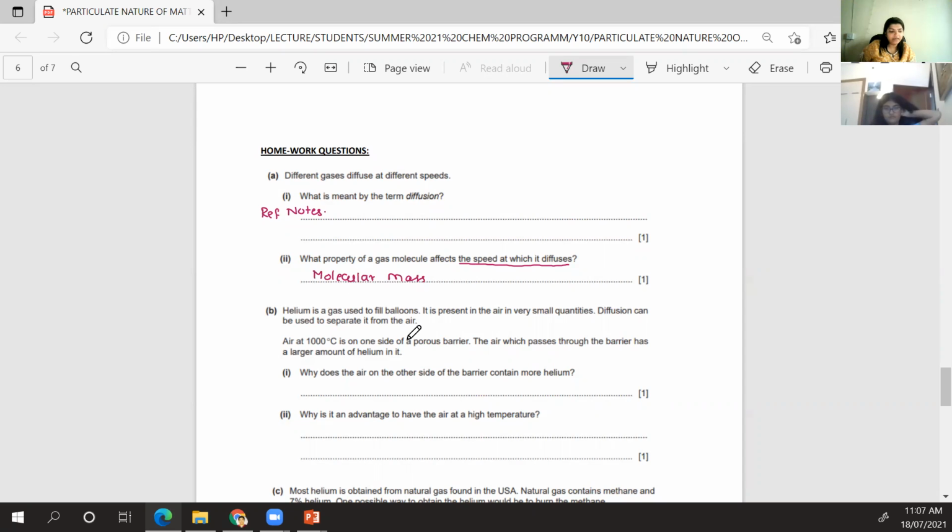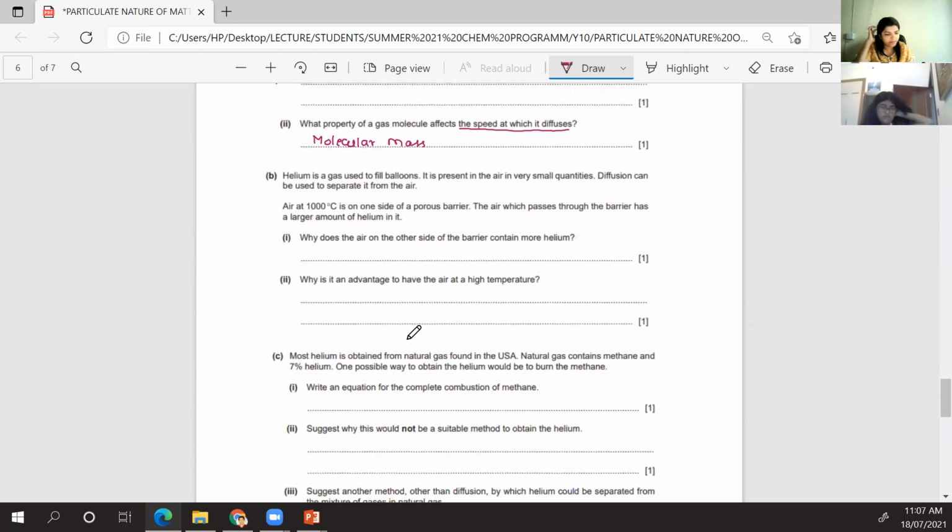Next question is B. Helium is a gas which is used to fill balloons. It is present in a very small quantity. Diffusion can be used to separate it from the air. See, now air is a mixture of gases, correct? And it has helium also present in it. So how can it be separated? Today we are going to learn that technique, because you might come across a word called fractional distillation. We are going to study how that technique is used, or in what sense that technique is used.